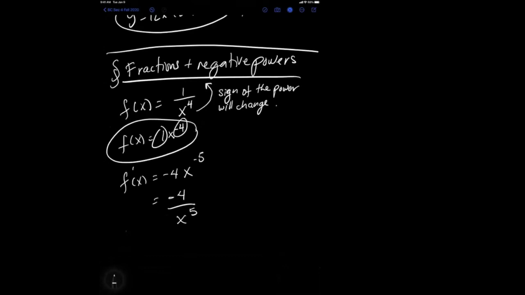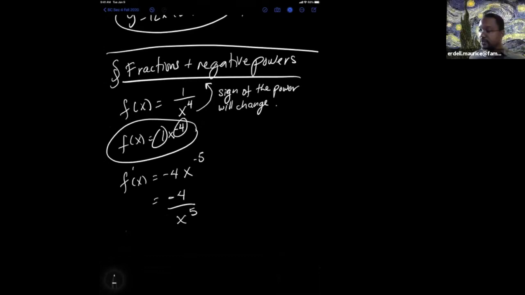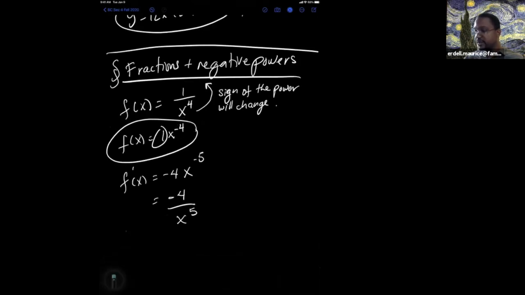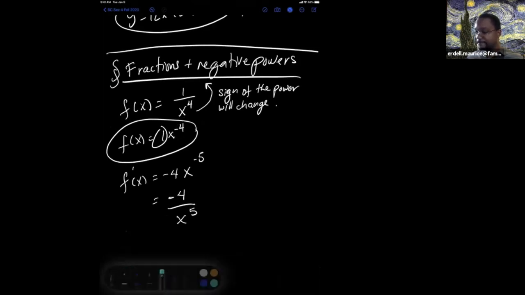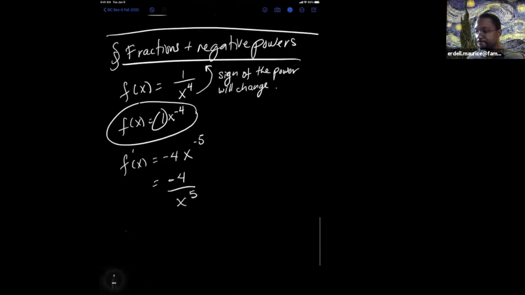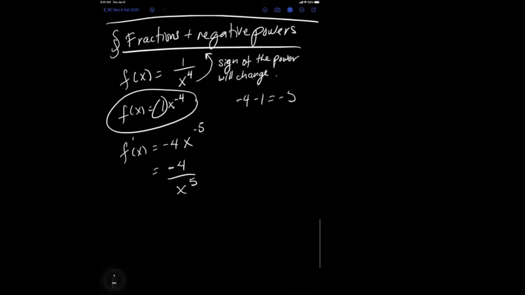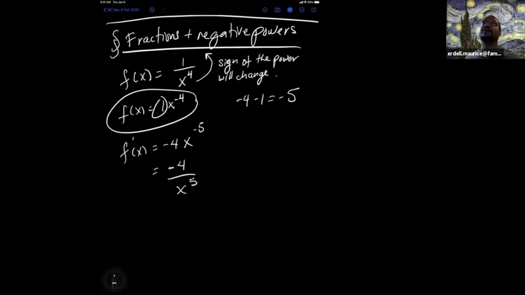Where'd you get negative 5? See, the power is negative 4. Right, so the power is negative 4. What's negative 4 minus 1? Negative 5. That's how I got the power.